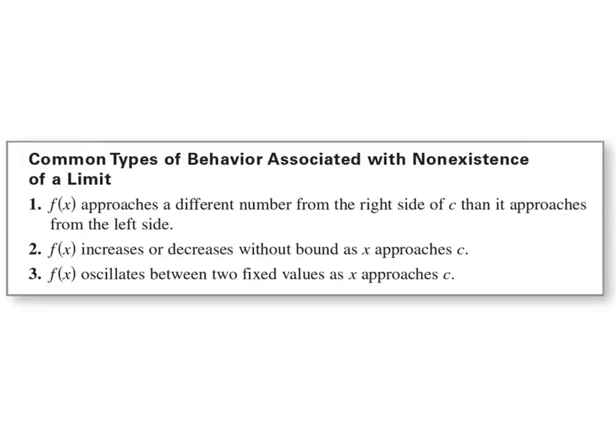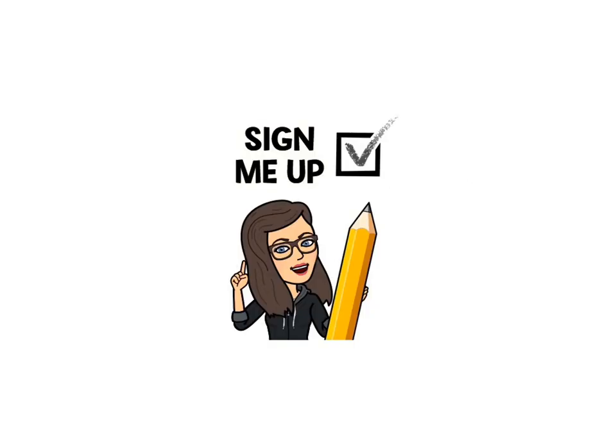And before we go, just some common types of behavior that's associated with non-existence of a limit, so the D and E. So, as we've looked at, it approaches different number from the right and left side, or it increases or decreases without bound as x approaches that number. C in our terms is going to be a constant, so just a number. And then the last one is that the function oscillates between two fixed values and it doesn't really settle on one.